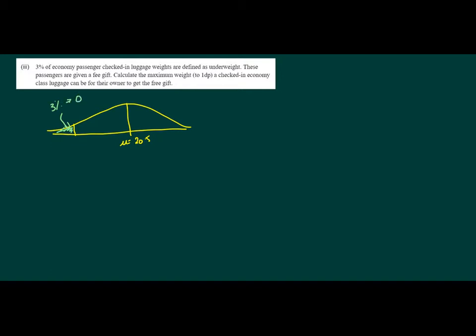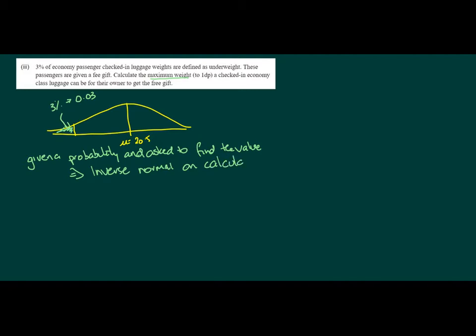Which is the same as 0.03. That's the area. So when we've been given the probability of something, and asked to find the value, in this case the maximum weight, then we use the inverse normal function on your calculator. And we'll do that now.